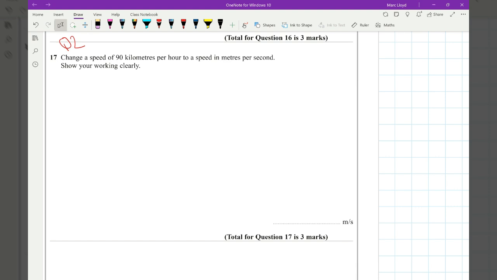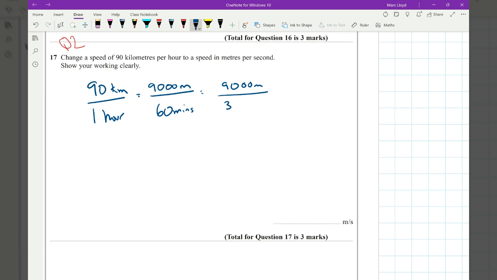Okay, change a speed of 90 kilometers per hour to a speed in meters per second. Show your working clearly. 90 km over 1 hour is 9,000 meters over 60 minutes, which is 9,000,000. Oh no, I don't need to see that. I'll turn that into centimeters. Idiot. We want it in meters over 3,600 seconds. Okay, so that's times by 1,000.